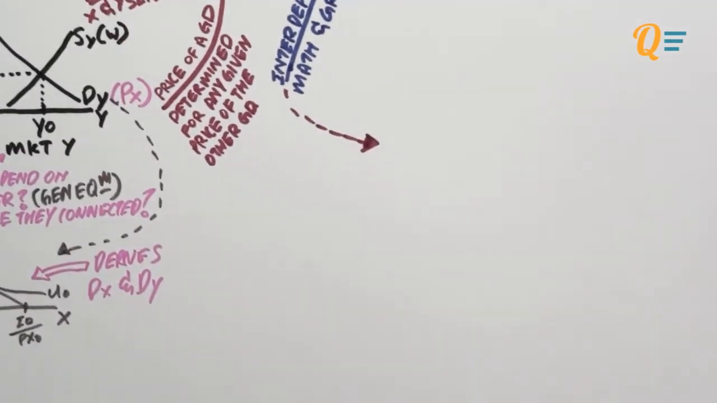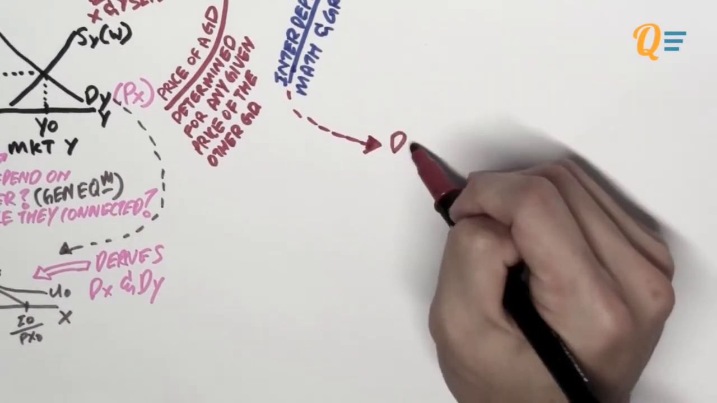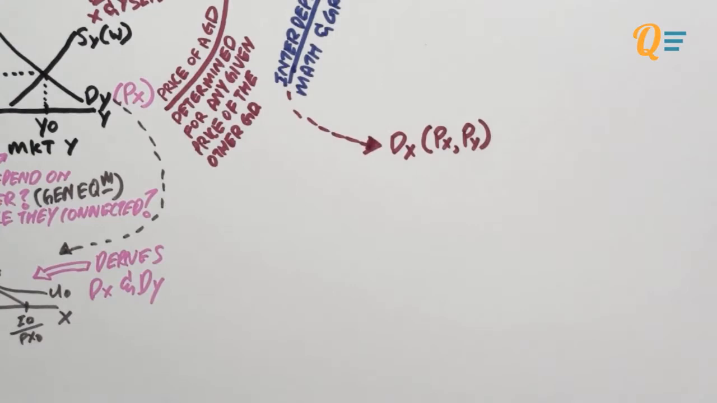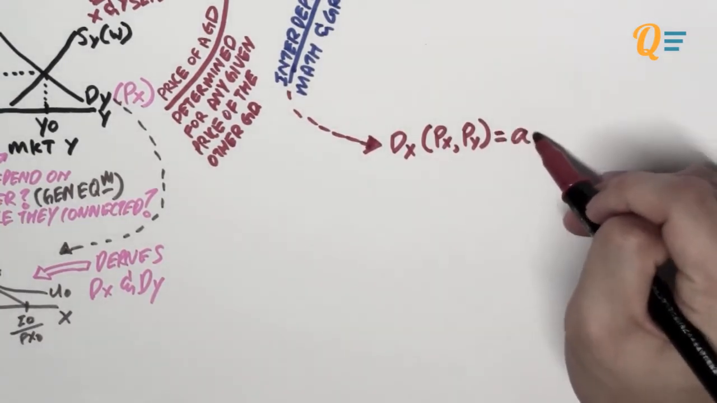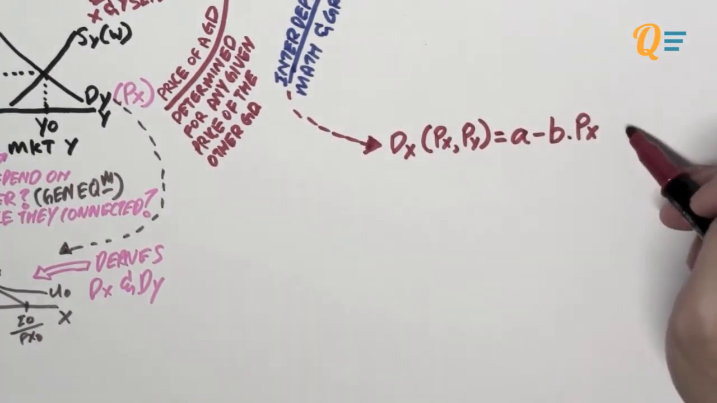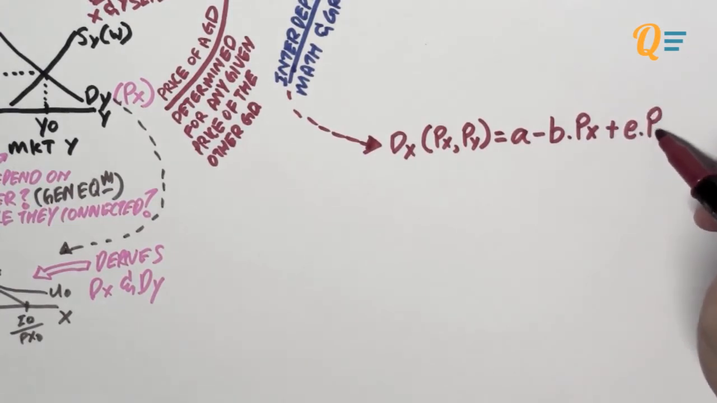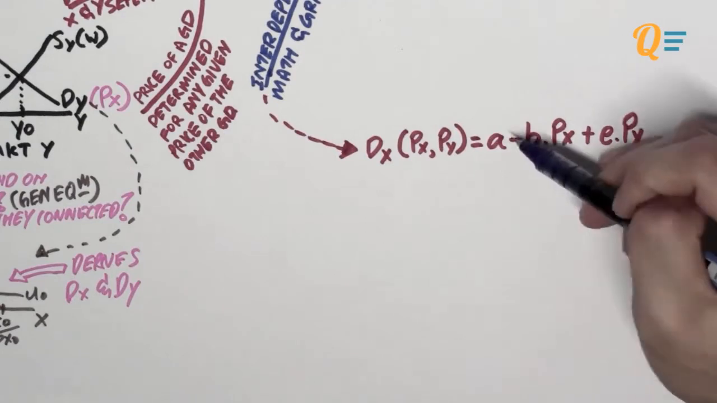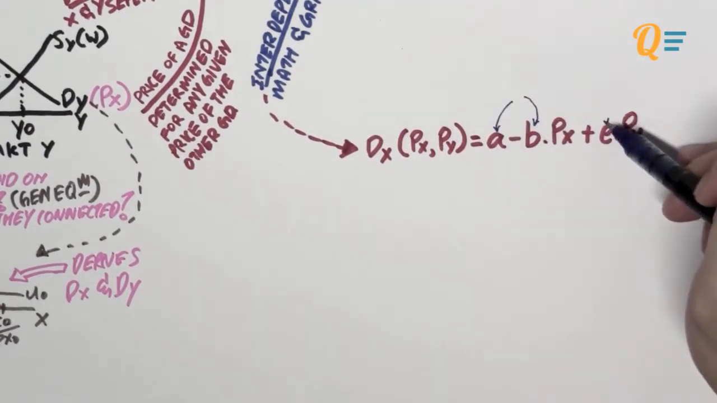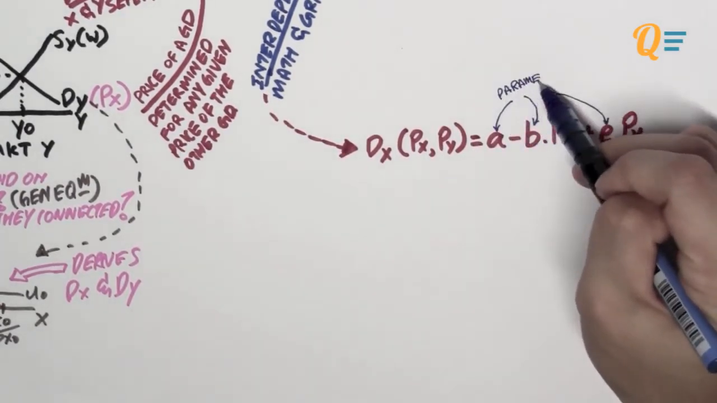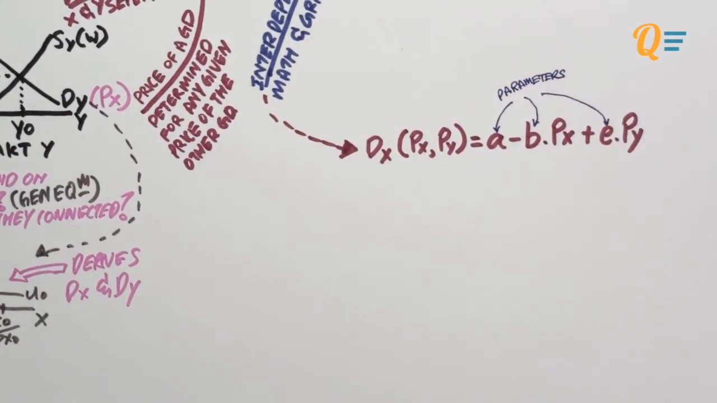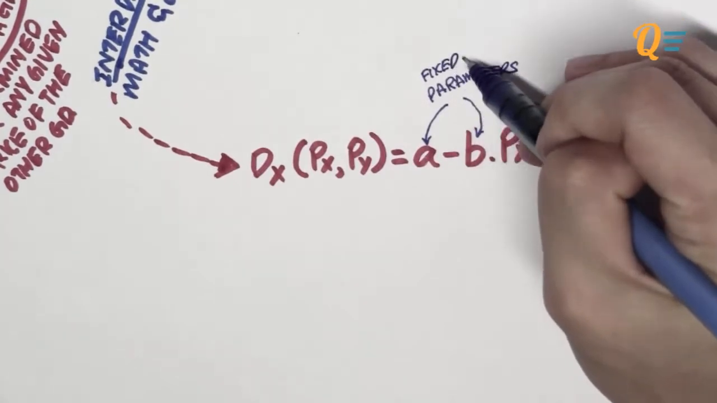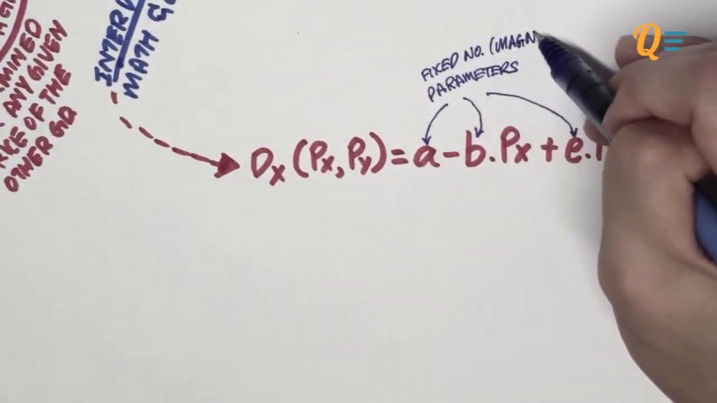Let's just say that we had a demand function for good x that looks like this. So the demand for good x, which is affected by the price of x and the price of y, equals a minus b times the price of x plus e times the price of y. Do not be intimidated by this bunch of algebra. So a, b, and e over here are simply parameters. So these parameters are fixed numbers. They can change, but they usually remain stable first.